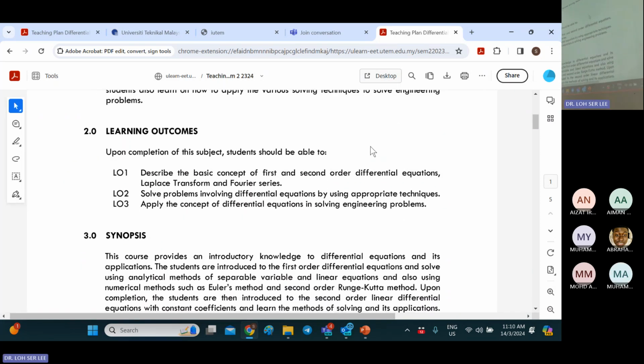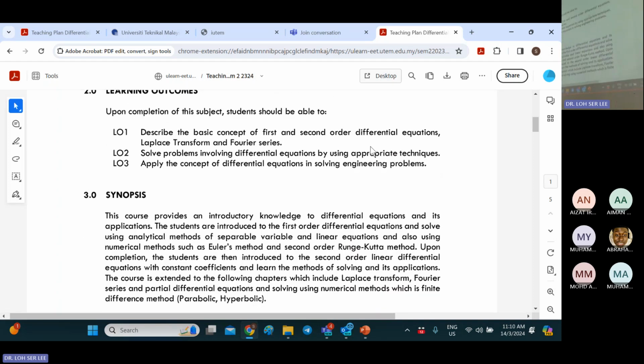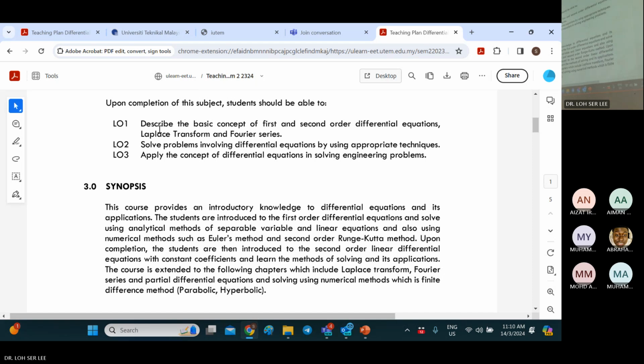These are the learning outcomes. For learning outcome number 1, upon completion of this subject, you should be able to describe the basic concepts of first and second order differential equations. We will just scope at the second order. That means you will learn how to solve first and second order differential equations. Then you will learn Laplace transform and Fourier series.